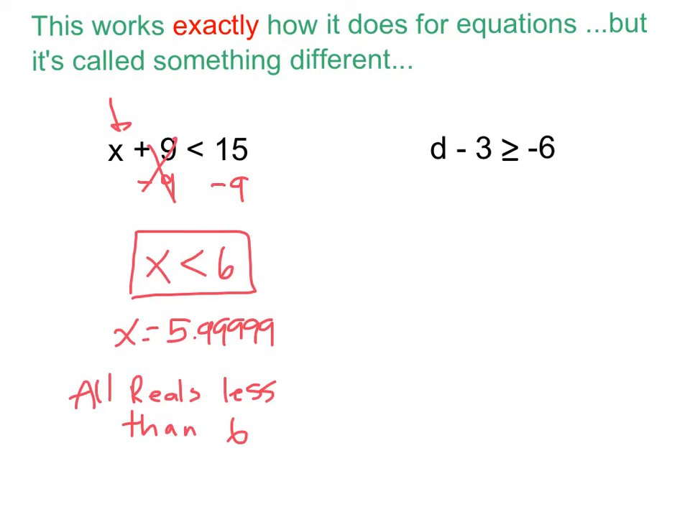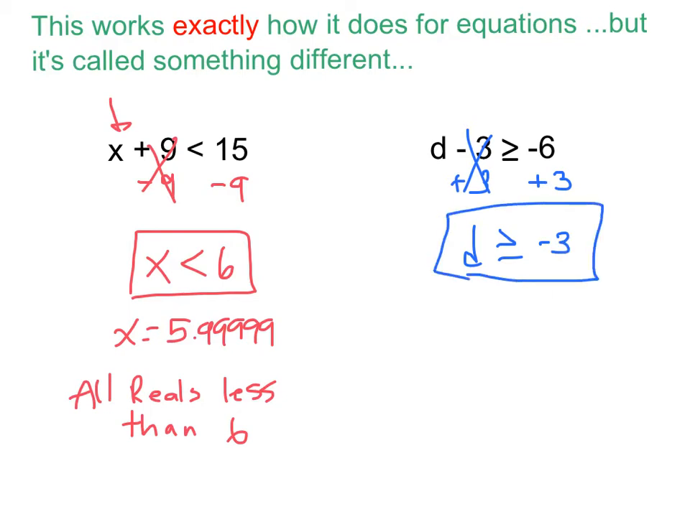On the other side here, we have d minus 3 is greater than or equal to negative 6. We can solve for the variable d by just adding 3, because subtracting 3 and adding 3 are inverse operations. Add 3 to this side. These cancel, and I get d is greater than or equal to negative 3. And then there's our solution. This would be all real numbers greater than or equal to negative 3.